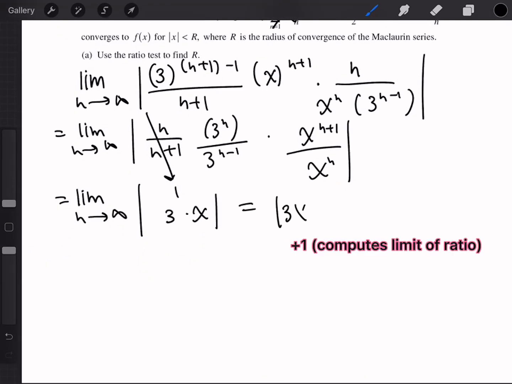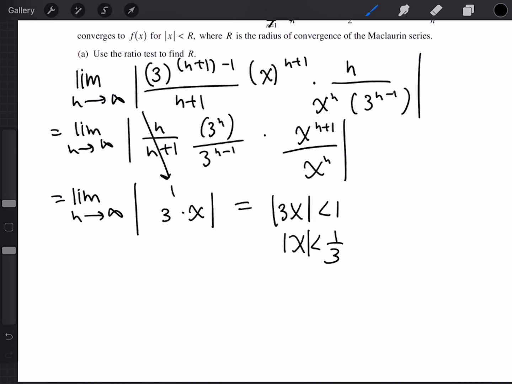How do we find the radius of convergence, though? Well, for the power series to converge, the result of the limit has to be less than 1. Solving for the absolute value of x, we get 1/3, which is our R, or radius of convergence.